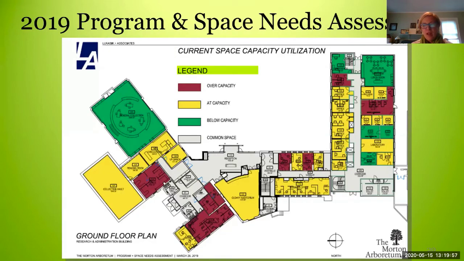So as a result of all of the interviews and forms that people filled out and discussions with the different departments, we worked with an outside architect and he came up with these plans, and this is just representative of one floor of one building, looking at what our current space utilization is. So you can see, as you would expect, red means we're over capacity.